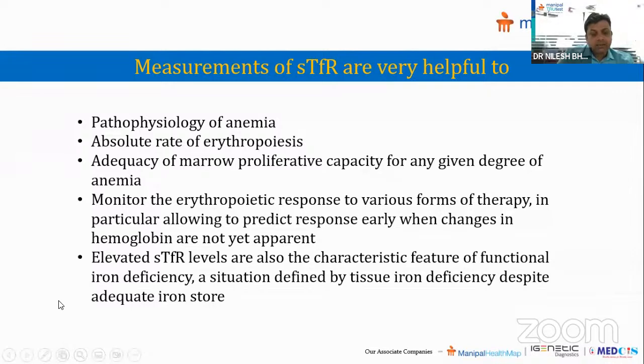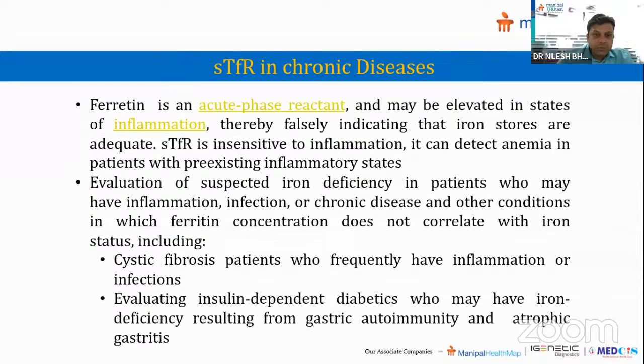Also, this soluble transferrin receptor is the characteristic feature of functional iron deficiency. Functional iron deficiency means you have adequate iron stored, but at the tissue level, there is a deficiency. So by just measuring the Hb and the ferritin, you will not have an idea of the functional iron deficiency. For that, you have to depend on this soluble transferrin receptor. So in that sense, it's a very useful marker.